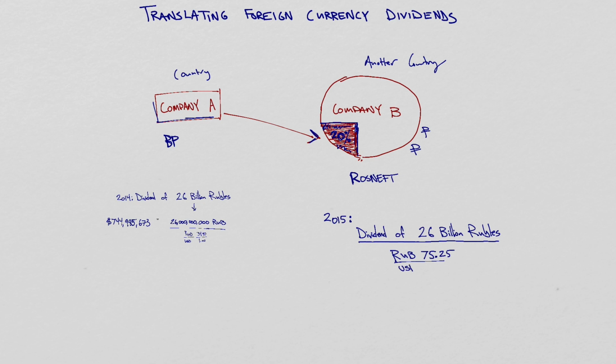The ruble went from 34.9 to 75.25. And so even though the same amount of dividends were paid in terms of rubles that year, the amount in terms of dollars in 2015 was significantly reduced from 744 million to 345 million. So this is a type of foreign exchange rate risk that we'll talk about how to manage using derivatives and such in just a little bit.